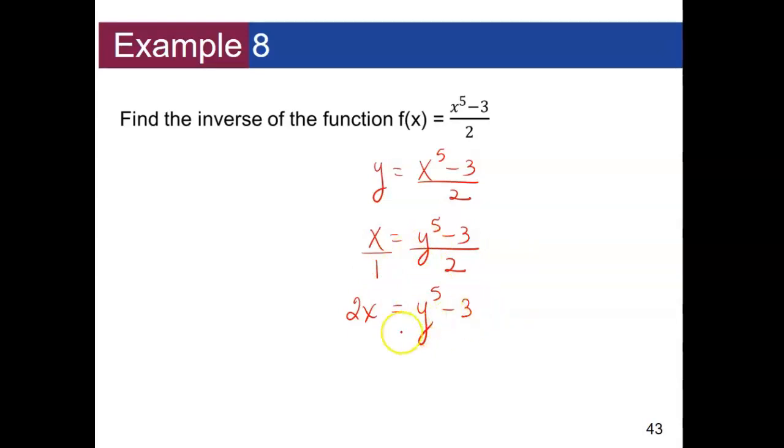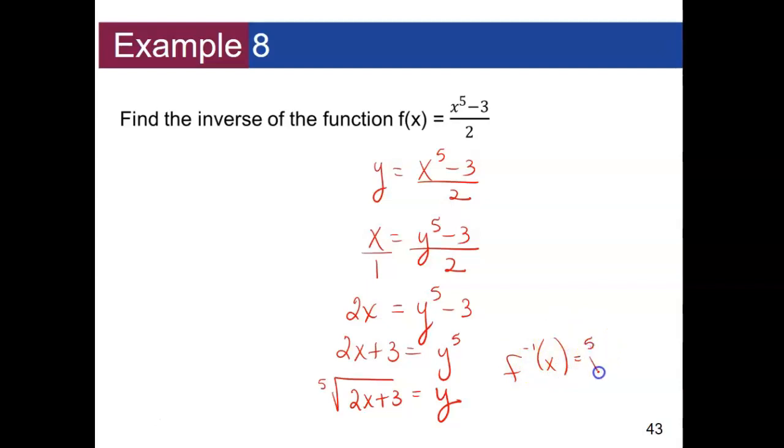Okay, we're going to add 3 to both sides. And then we're going to take a fifth root of both sides, and we get this for our inverse. So f inverse is going to be the fifth root of 2x plus 3. Just like a square root cancels a square, a cube root cancels a cube, a fifth root's going to cancel this 5 here and leave us with the y.